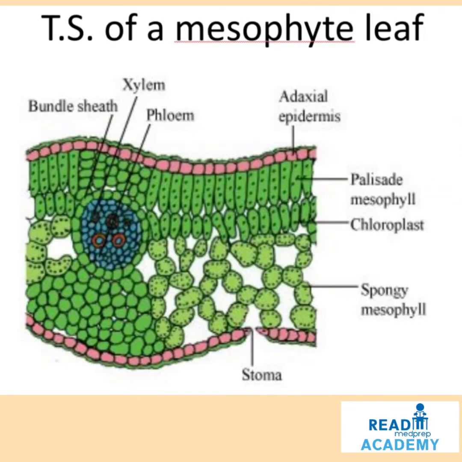Here in this image you can see the transverse section of a mesophyte leaf which has the upper adaxial epidermis, below which is the palisade parenchyma, and a large number of chloroplasts are present in the palisade parenchyma as well as the spongy parenchyma, and below is the lower epidermis with the stomata. You can see a vascular bundle surrounded by a bundle sheath with the xylem and the phloem.